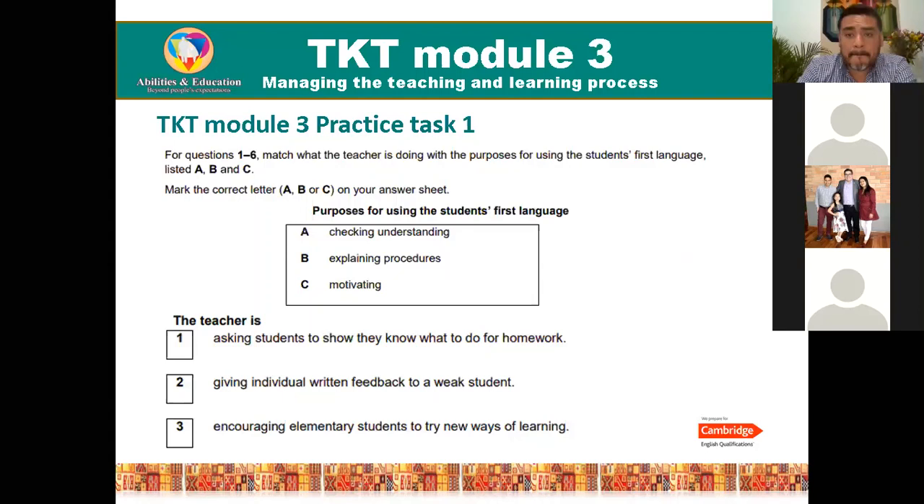Sometimes teachers decide to use the student's first language. In our case, Spanish, right? I want you to mark the correct letter. Well, to tell me the correct letter, you are not going to mark anything, but you are going to participate with me, right? Number one, the teacher is asking students to show they know what to do for homework. So why does the teacher do this? What is the reason? Why does the teacher do this? The teacher does this for? When the teacher asks the students questions, so that the students show that motivation. Sorry? Motivating. Motivating, you sure?